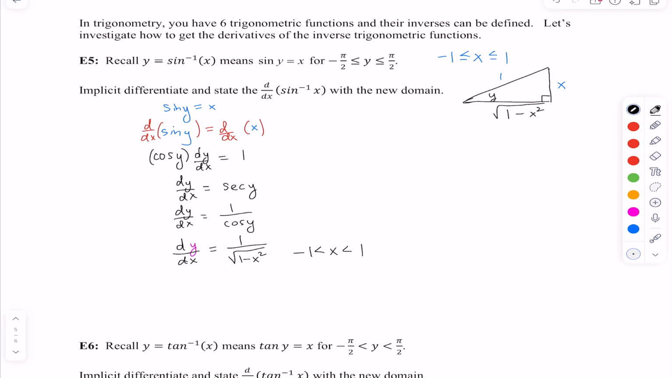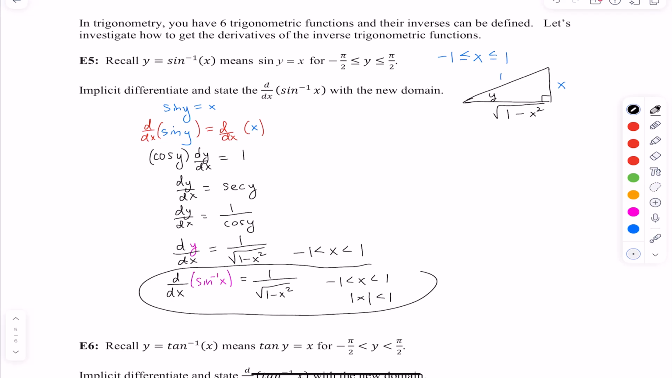Cannot include 1. Now, what is y? Let's see. If you're paying close attention, you just got to substitute y back in. Y was the inverse sine of x. So there you go. You now have the derivative of the inverse sine of x function. You even can state the domain. Isn't that beautiful? Just beautiful.